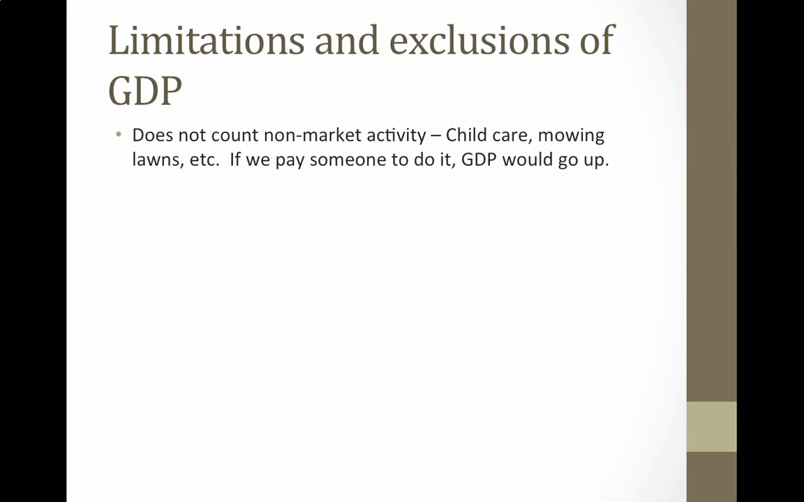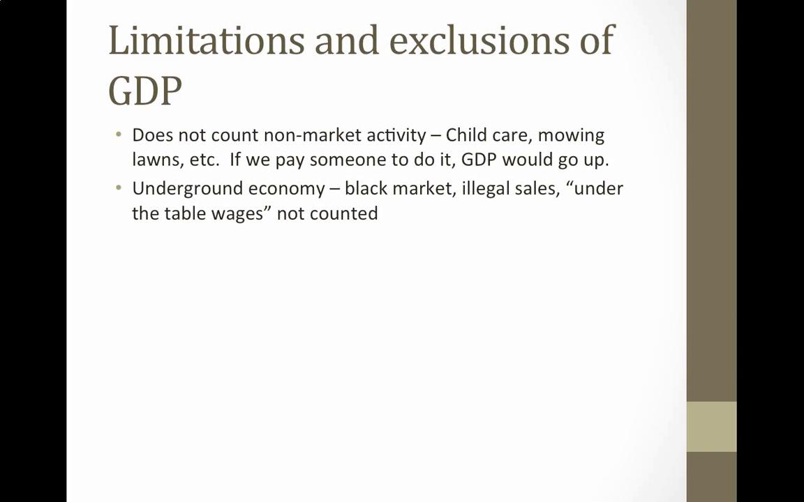We've got some limitations and exclusions of gross domestic product. Non-market activity is one of those things that is not counted. So if you're babysitting or you're mowing yards for someone else and they're paying you cash, obviously that's not reported to the government. But you cleaning your own room or washing your own car, those are things that if you paid someone else in a business to do, that would be counted. We have the underground economy: black markets, illegal sales, under-the-table wages aren't counted.